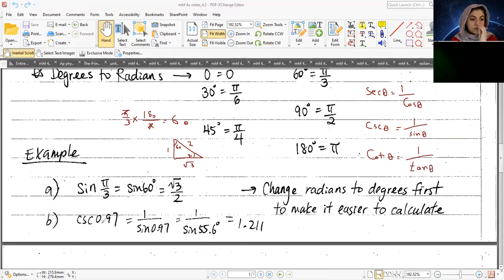So for cosecant of 0.97, I know cosecant is 1 over sine. Then you have to use your calculator. I hope everyone knows how to use the calculator from grade 11. So 1 divided by sine of 55.6, just put it in the calculator, you get this. Any question? Okay, let's move on.